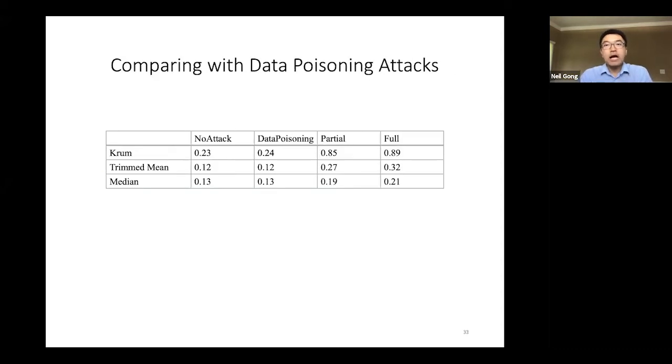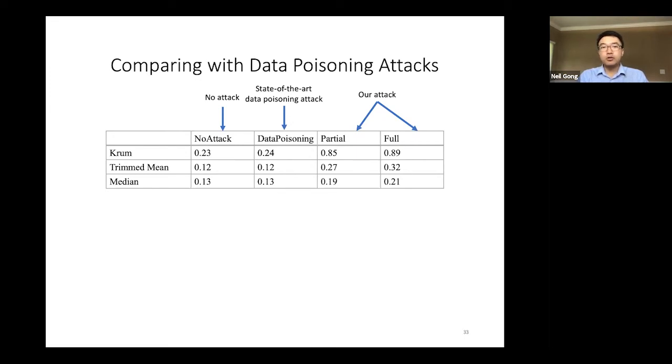This table compares our local model poisoning attacks with data poisoning attacks. Recall that data poisoning attacks poison the local data on the malicious clients, while our local model poisoning attacks poison the local models on the malicious clients. This column means no attack. This column means the state-of-the-art data poisoning attack. And the last two columns correspond to our attacks in the partial and the full knowledge scenarios, respectively.